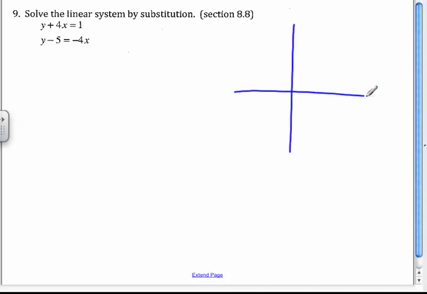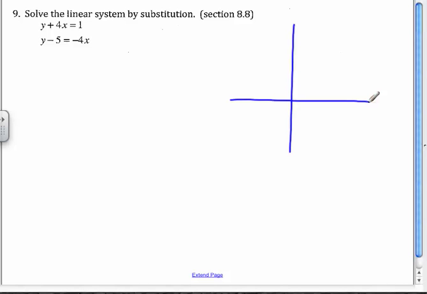Now remember, this is a linear system. That means if I graph both of these equations, they are lines. So let's say I graph the first one. I don't know what it looks like, but let's just say that I graph those two lines. They're going to cross each other. And this point right here is the solution. I don't know, whatever it is, x and y.